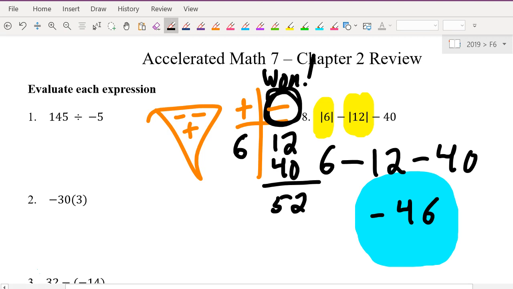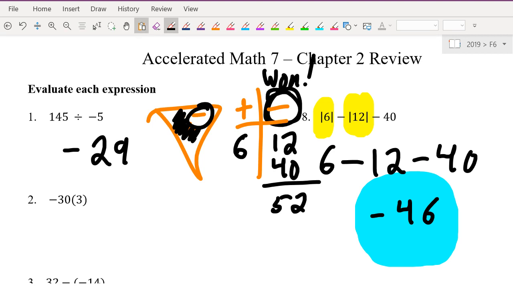So 145 divided by negative 5. How do we do it? You use Dorito Man. It's a positive times a negative, so it would be negative. We cross these out or cover them up with our finger, and we get negative what? 29. Very good. Excellent.